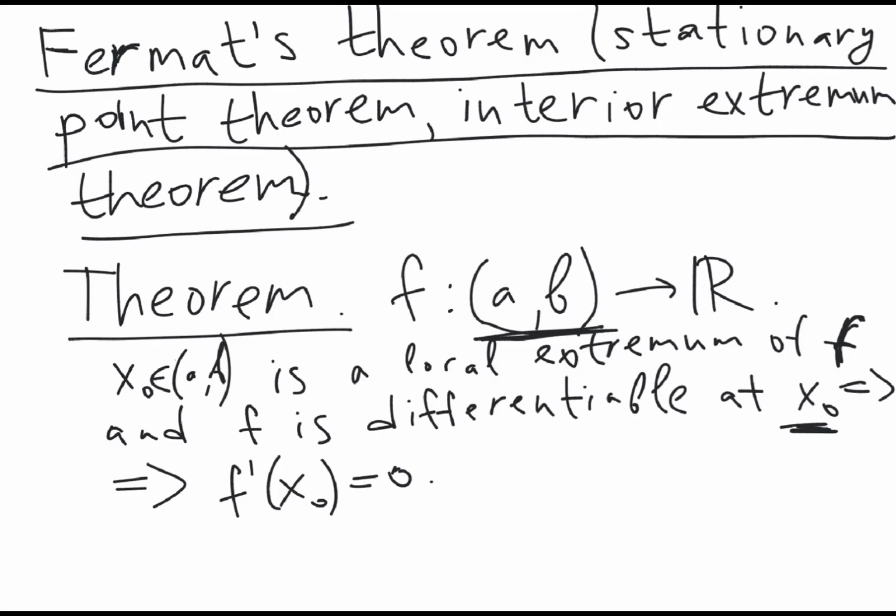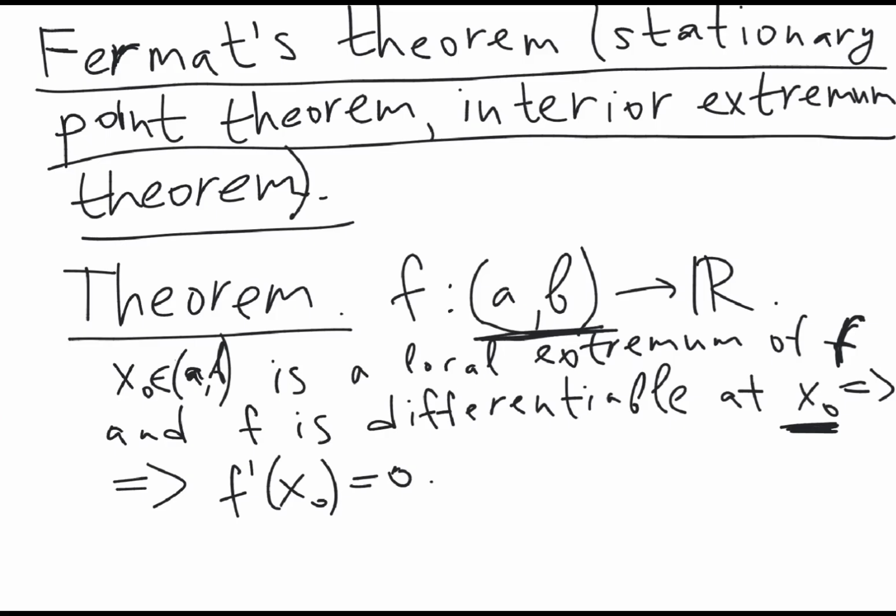The only two assumptions are that x0 is a local extremum, which means that there is some small interval, for some delta, around x0 such that f of x0 is either the maximum or the minimum on this interval, and that it is differentiable only at x0. That's all we assume. And it is also important that x0 is an interior point.